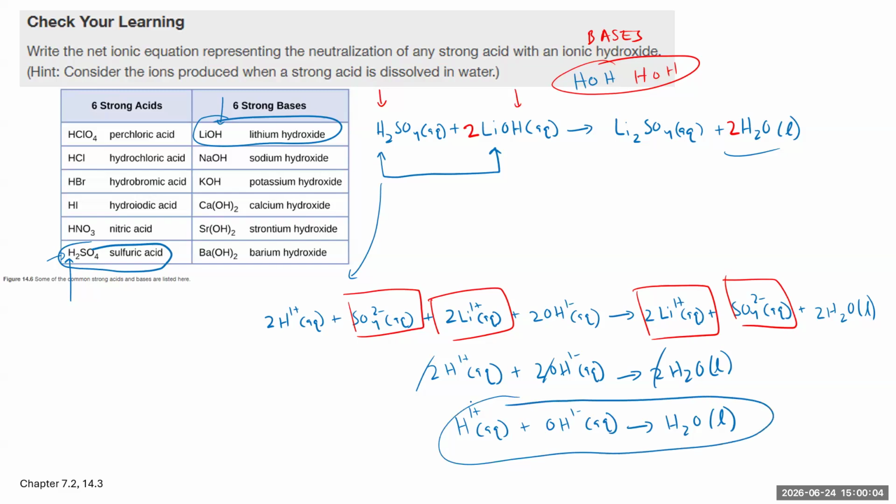Most of the time, right? Sometimes it's a little funkier because it's not water, or it's not hydroxide.